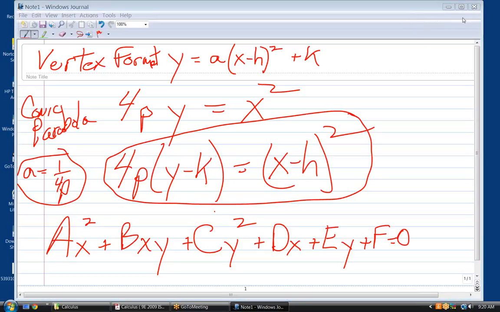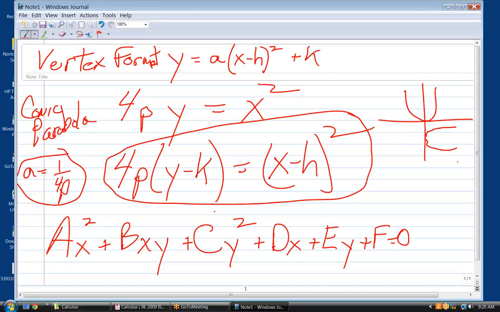The rotated conics, by rotated I mean, in other words, the only thing we've discussed are up, down, and sideways parabolas. Any conic that is either vertical or horizontal like this will not have this term in it.